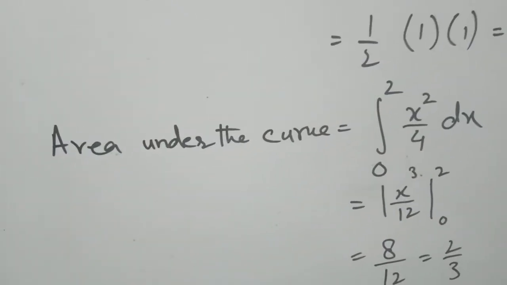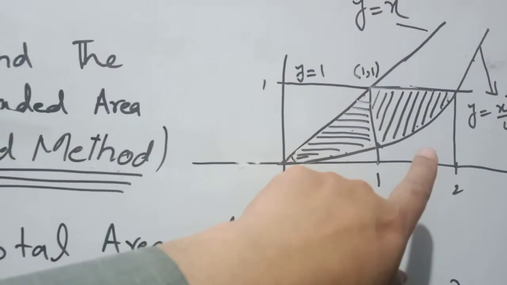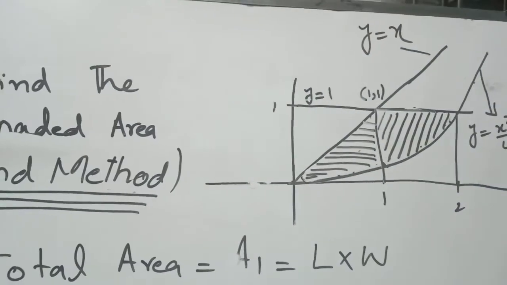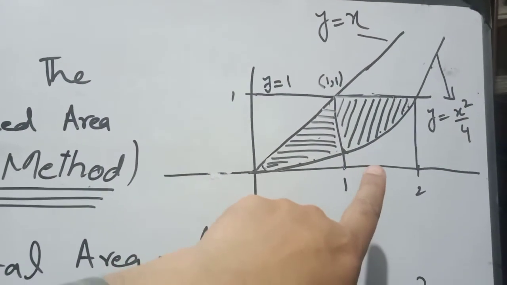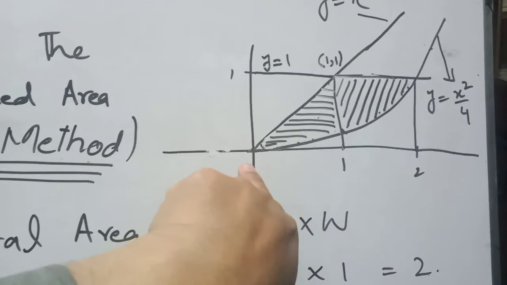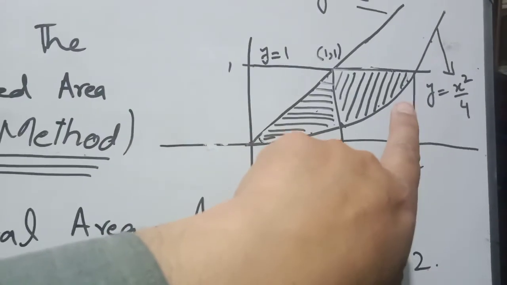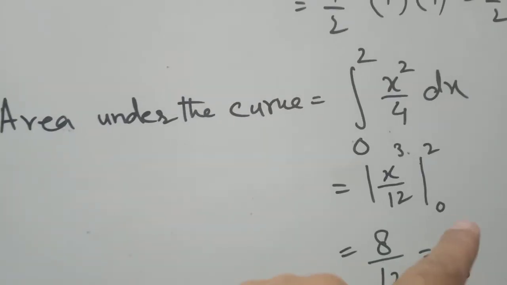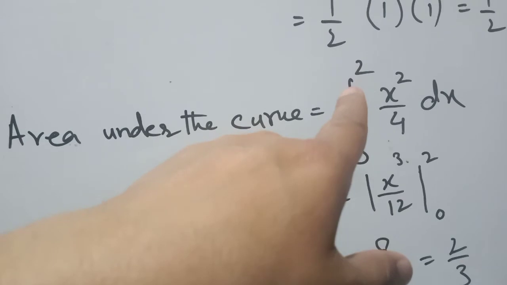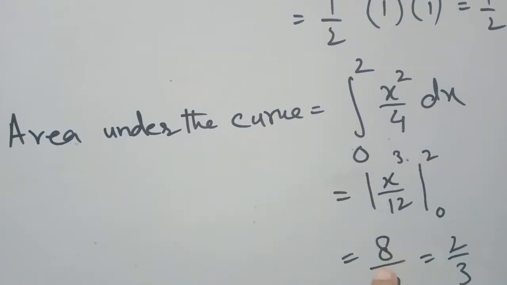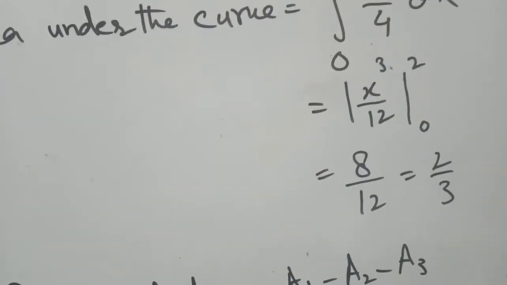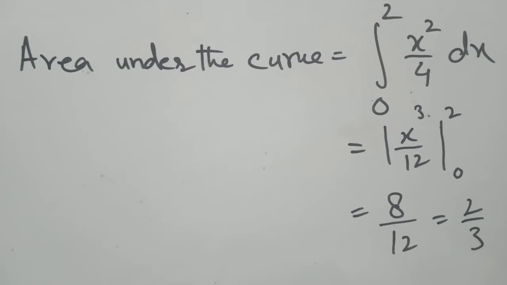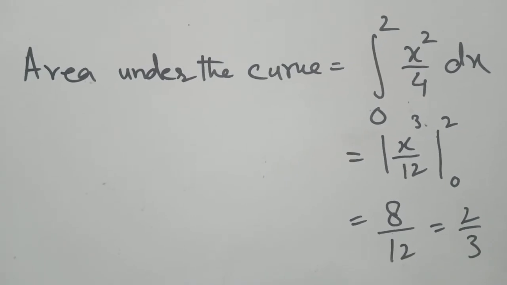Now for the area of the curve, we have to find the area under the curve. We know that a definite integral always gives the area under the curve, so we use a definite integral for this part, applying the limits from 0 to 2, and the curve is x squared by 4. So the integral from 0 to 2 of x squared by 4. After integration we get x cubed by 12, from 0 to 2, and after applying the limits we get 8 by 12, and after cancellation it is 2 by 3.